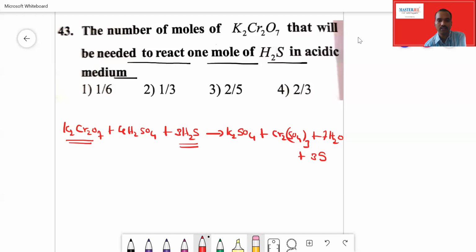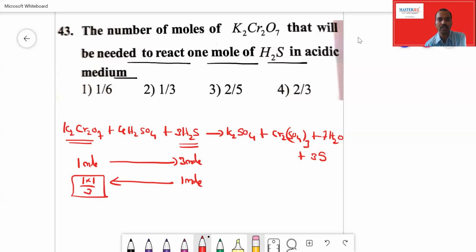See the relation between these two. 1 mole of potassium dichromate requires 3 moles of hydrogen sulfide. For 1 mole of hydrogen sulfide, how many moles of potassium dichromate are required? 1 into 1 by 3, means 1 by 3 moles of potassium dichromate required. So this is the answer. Okay, next question we will switch on.